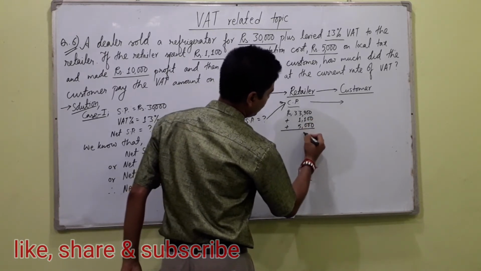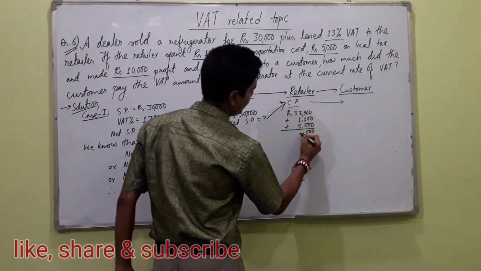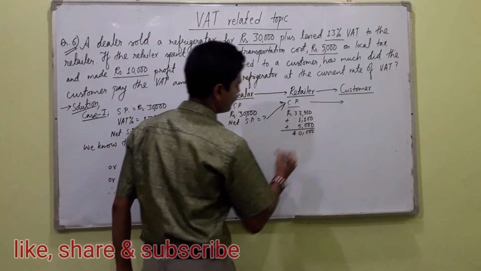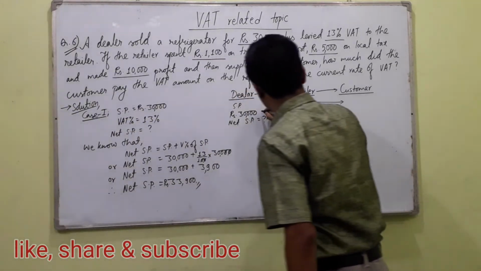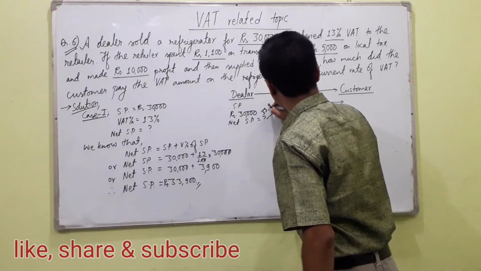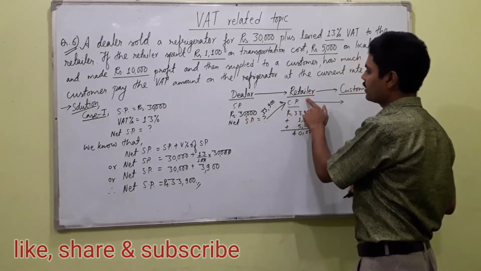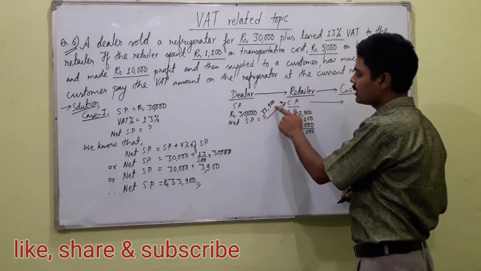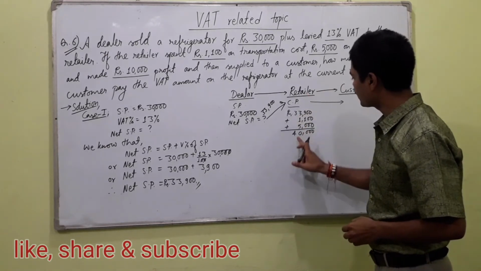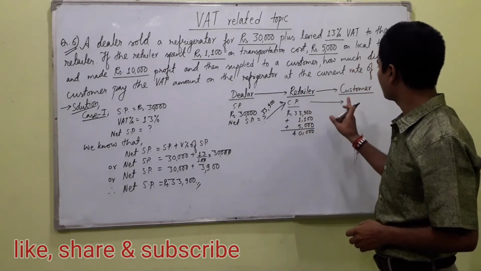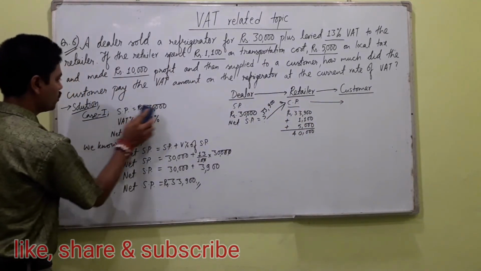So the total cost becomes 33,900 plus 1,100 plus 5,000, which is 40,000 to the retailer actually. The dealer has sold the refrigerator to the retailer at the price of 33,900, but the retailer's cost is actually 40,000. So, I will erase this and now write case 2.